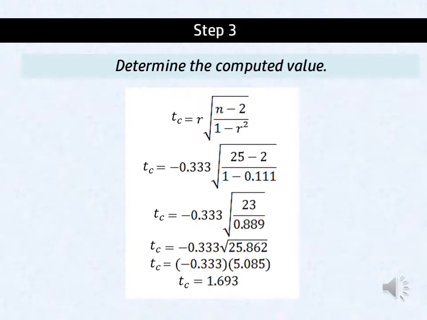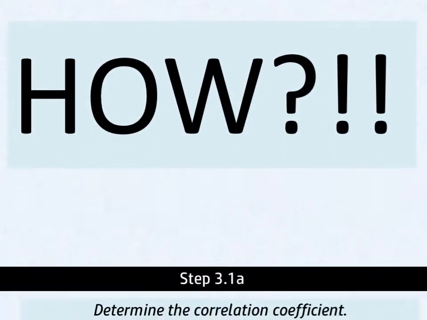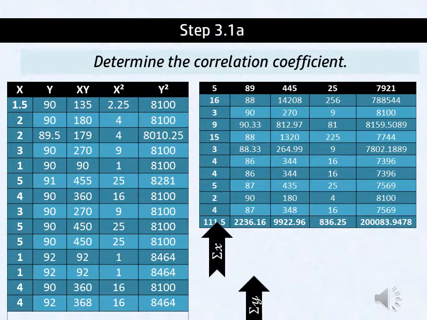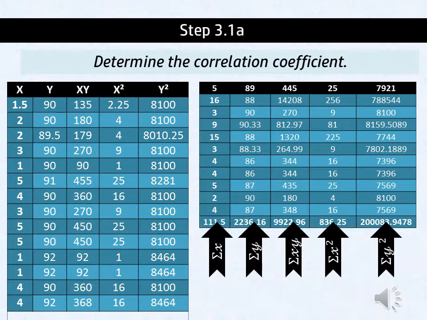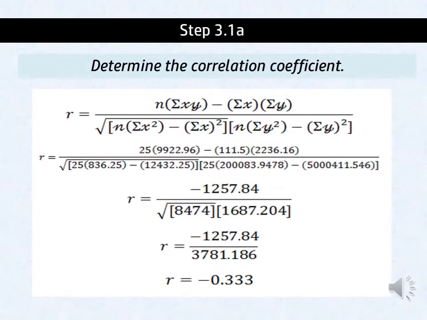Step 3. Determine the computed value. You must first determine the correlation coefficient in order to get the computed value. This is the manual computation on determining the correlation coefficient, where you list all the data on a table containing 5 columns. Then substitute the obtained values to get the correlation coefficient.